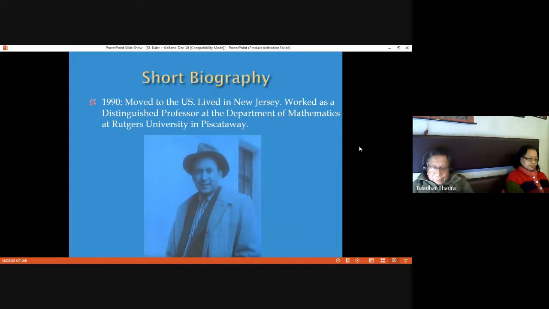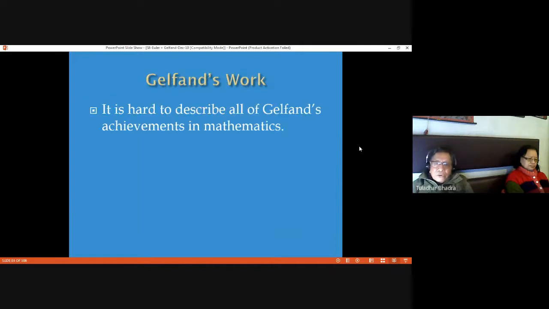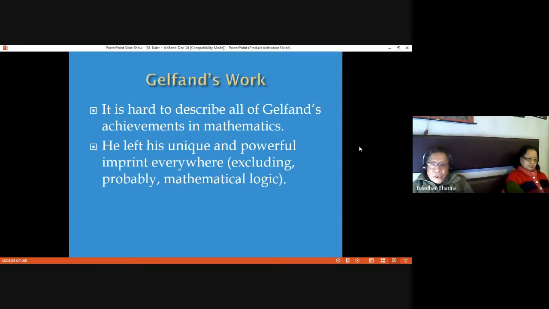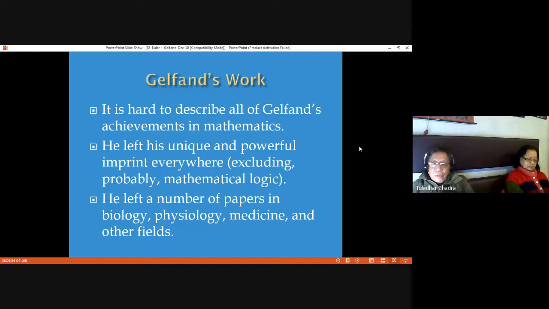Okay. Now let's look at Gelfand's work. How to describe all of Gelfand's achievements in mathematics? He left his unique and powerful imprint everywhere, excluding probably mathematical logic. So he didn't work on mathematical logic. He worked on all disciplines of mathematics. He left a number of papers in biology, physiology, medicine, and other fields, not only mathematics.